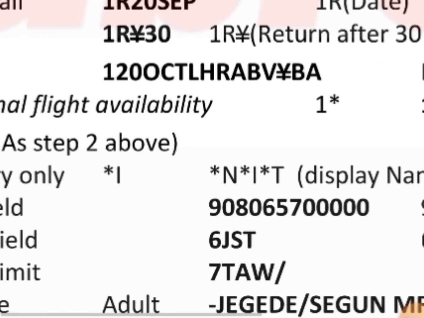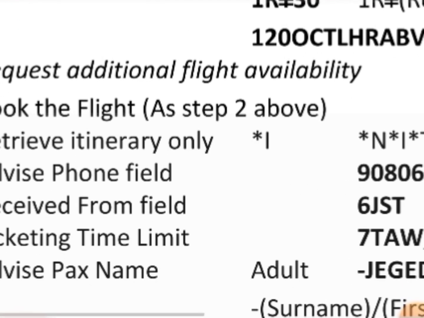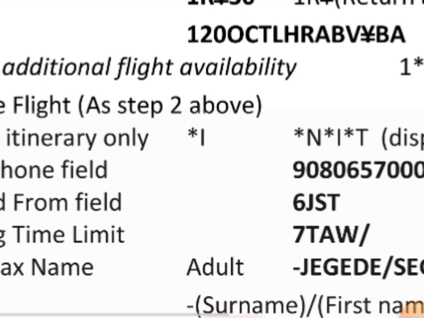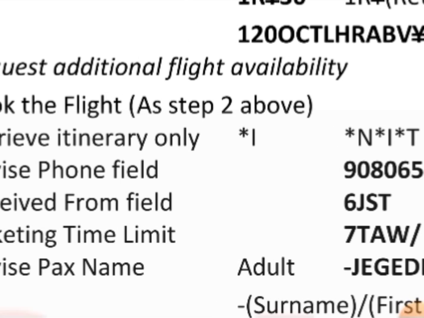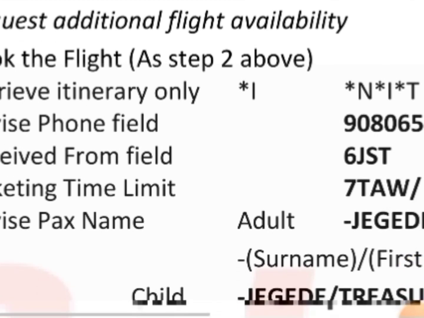That's for the purpose of this training. I just used that. So ticket time limit is 7 Tango Alpha Whiskey /, which is constant in Sabre. That's the ticket time limit, for you to get the limit for your ticket. So that's what you're gonna do to put your ticket time limit, to get the ticket dates, the limit for your ticket.